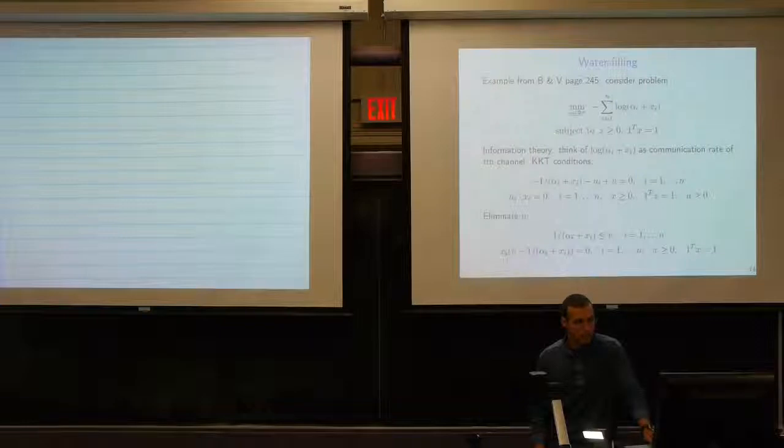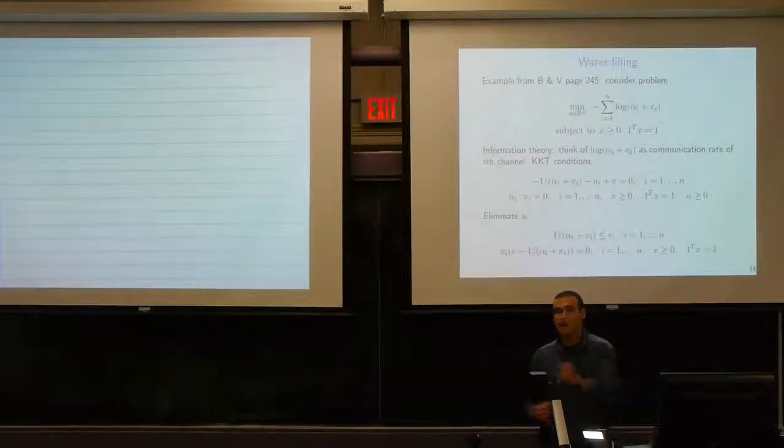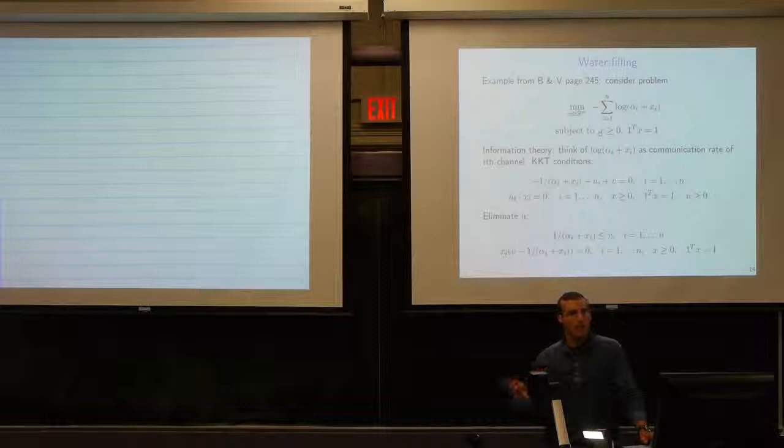The motivation that the authors of this book give for this problem is an information theory one. So they say to think about x as being a vector of weights. So I want to figure out how much of my resources to allocate to maybe n different sources. So each component of x tells me what proportion of my resources to allocate. And log of alpha_i plus x_i, where alpha here is a constant that's given to us, is like the communication rate of the ith channel.